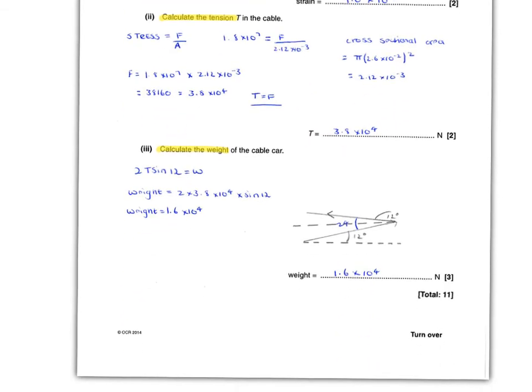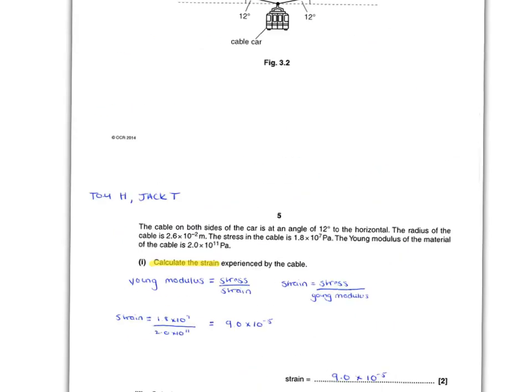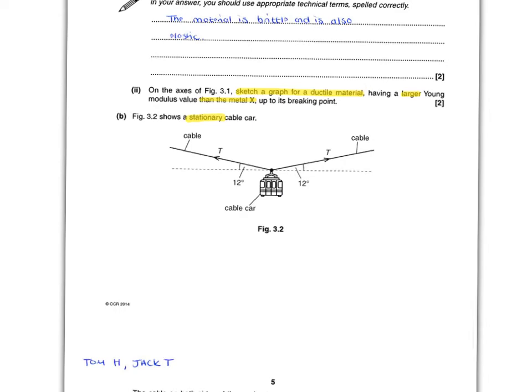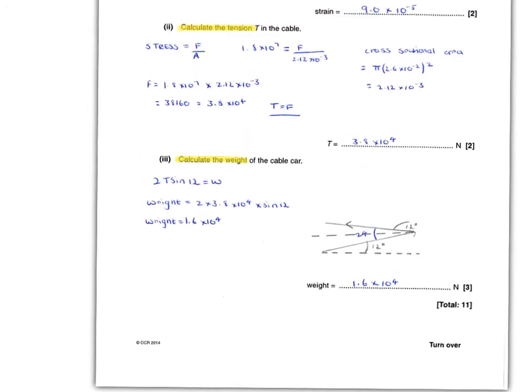Question 3BIII, we need to calculate the weight. If we go back up to the cable, we can see that there's two cables, at two different angles. So if we create the equation 2T sin 12 is equal to the weight, we do weight is equal to 2 times 3.8 times 10 to the 4 times sin 12. Weight equals 1.6 times 10 to the 4.